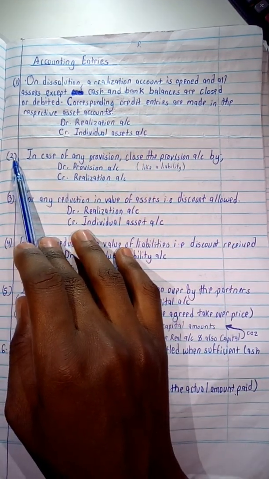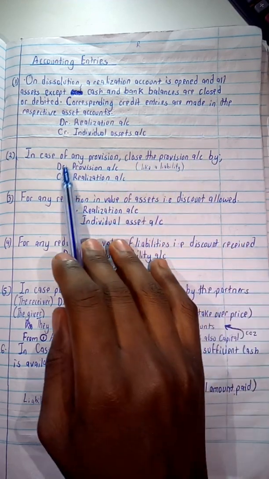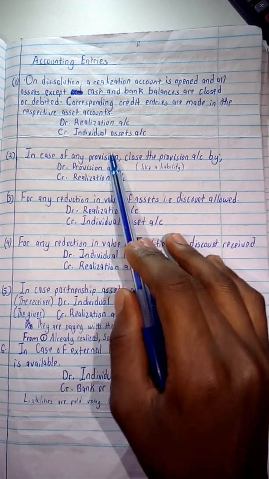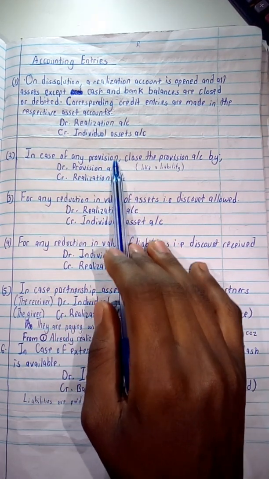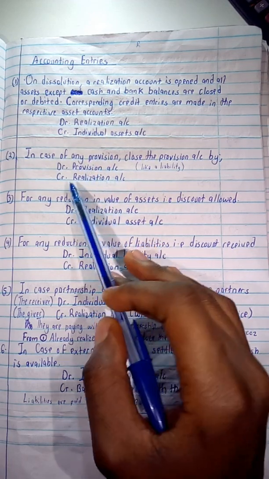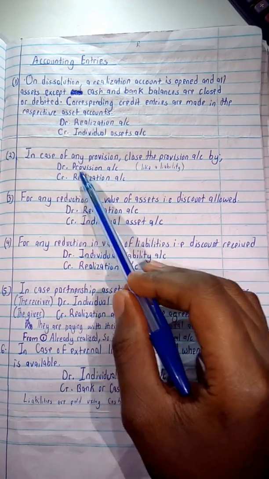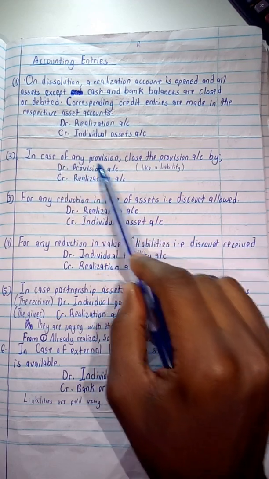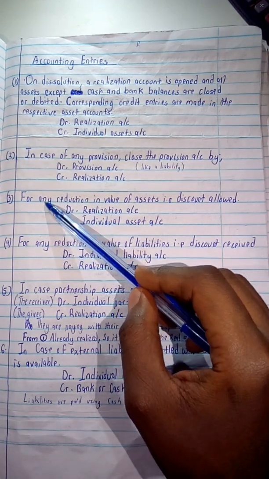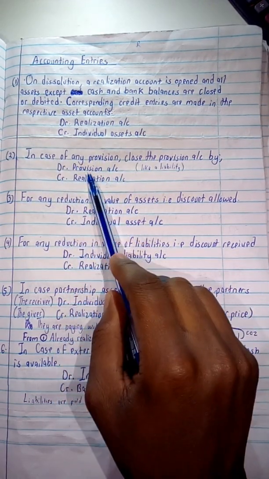Moving on to 2, in case of any provision, close the provision account by debiting the provision and then you credit the realization account. Remember the provision is like a liability. So for you to reduce a liability which is on the credit side, you reduce the credit side by passing a debit. That's why I'm passing a debit on the provision so that it can reduce the one on the credit side previously. So that is this double entry here.